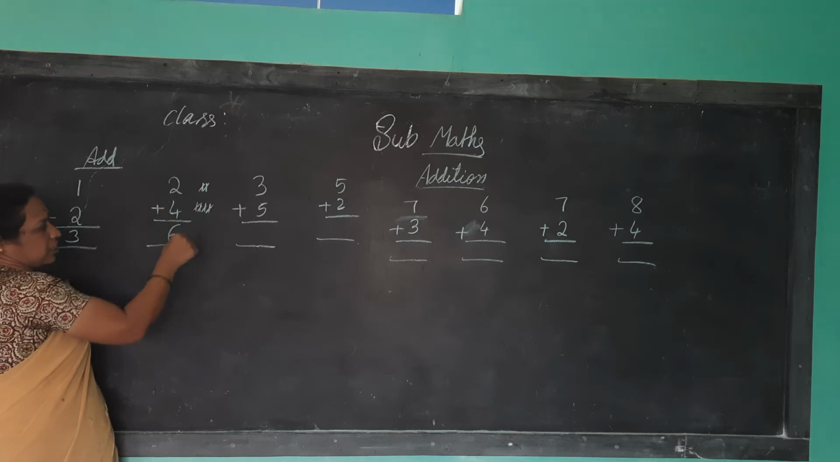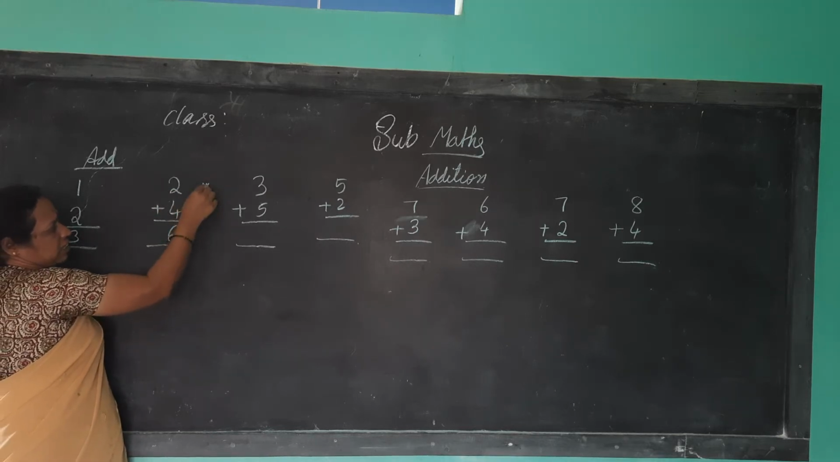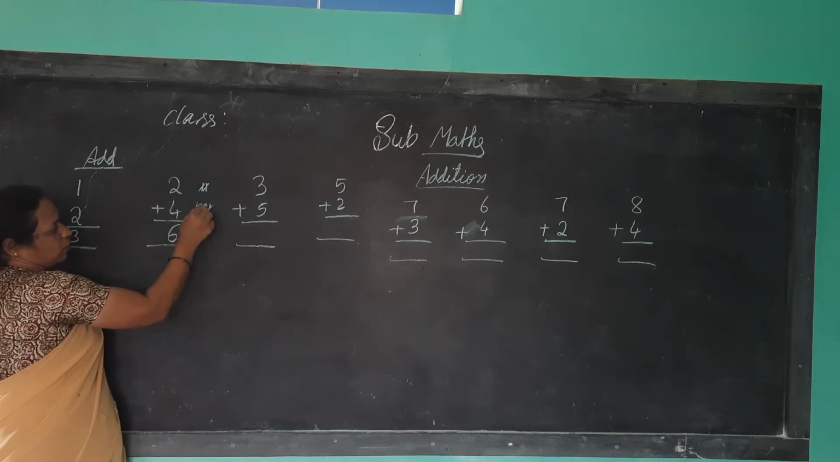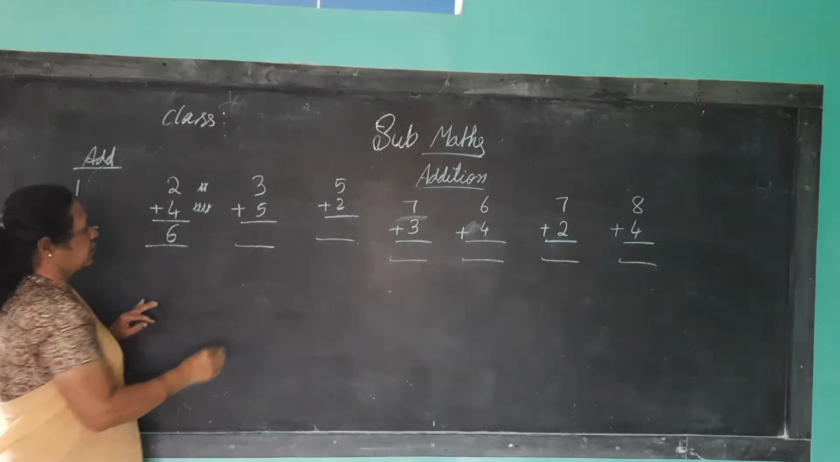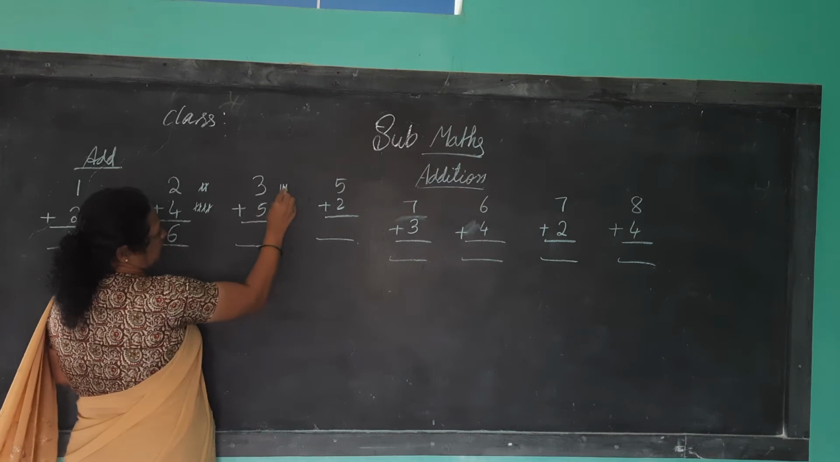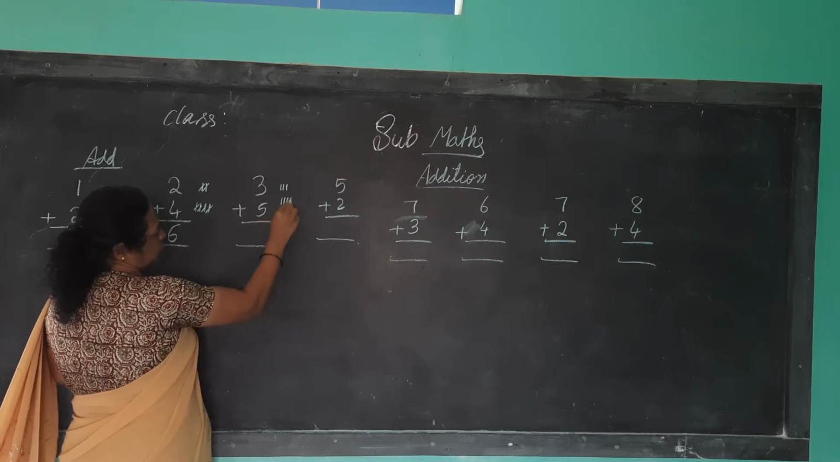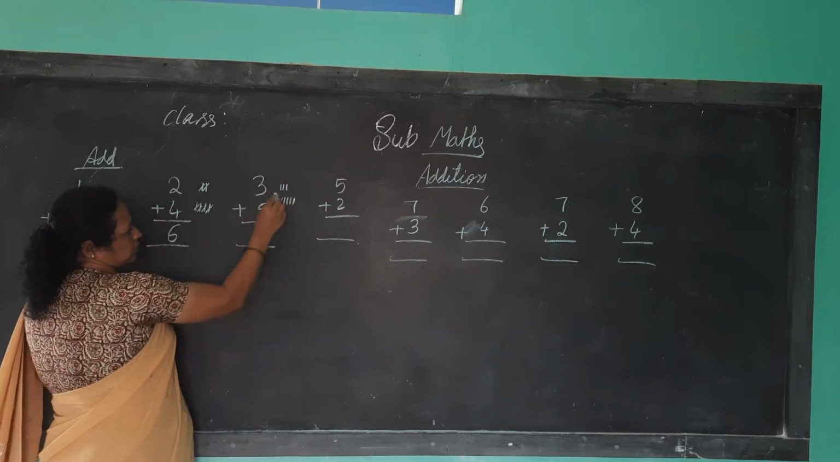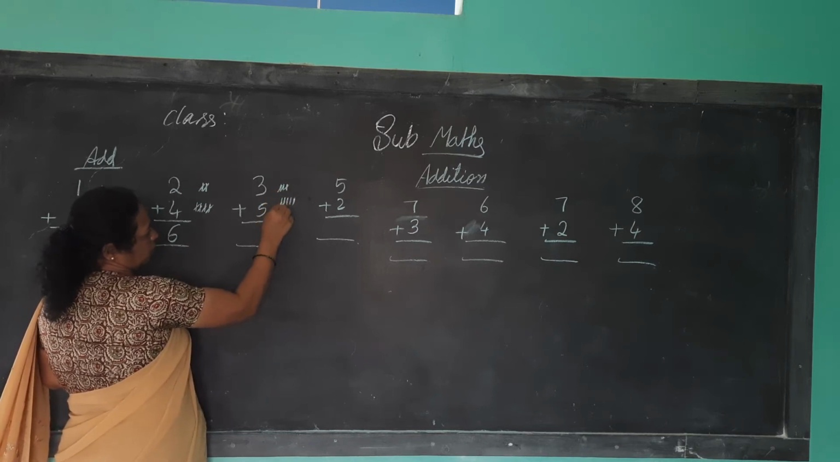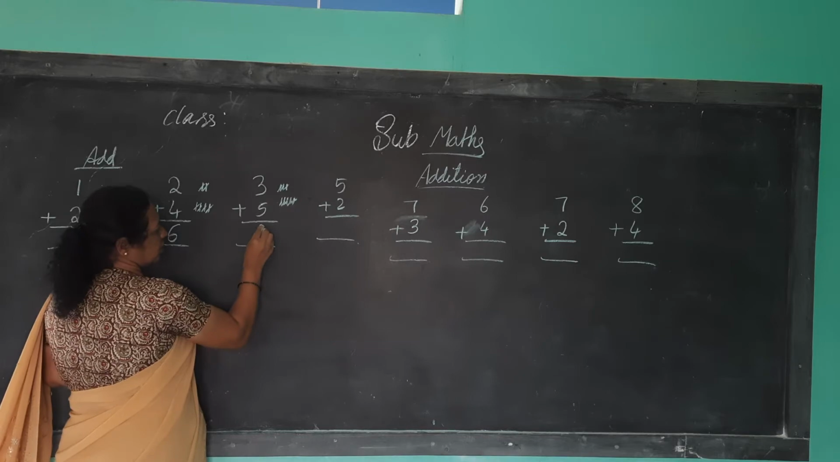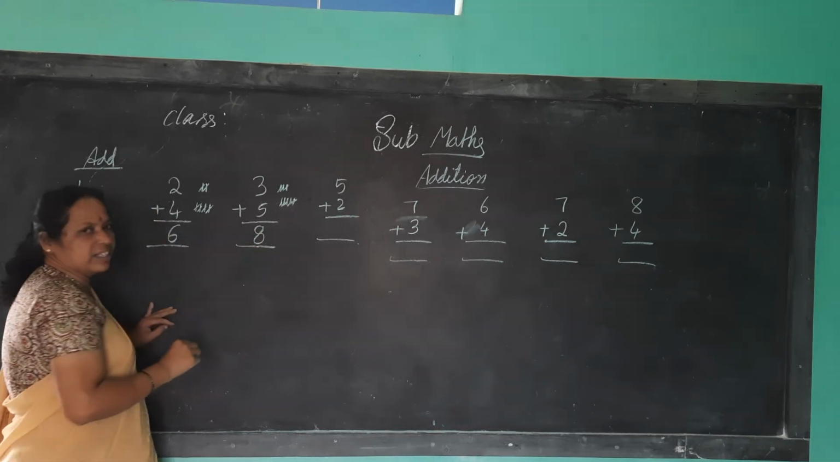Now all together count. So I will scratch that by counting. See, 1, 2, 3, 4, 5, 6. 2 plus 4 is 6. Here is 3: 1, 2, 3. Here 5: 1, 2, 3, 4, 5. So what you will do? Scratch now. Count all together: 1, 2, 3, 4, 5, 6, 7, 8. 3 plus 5 is how much, children?